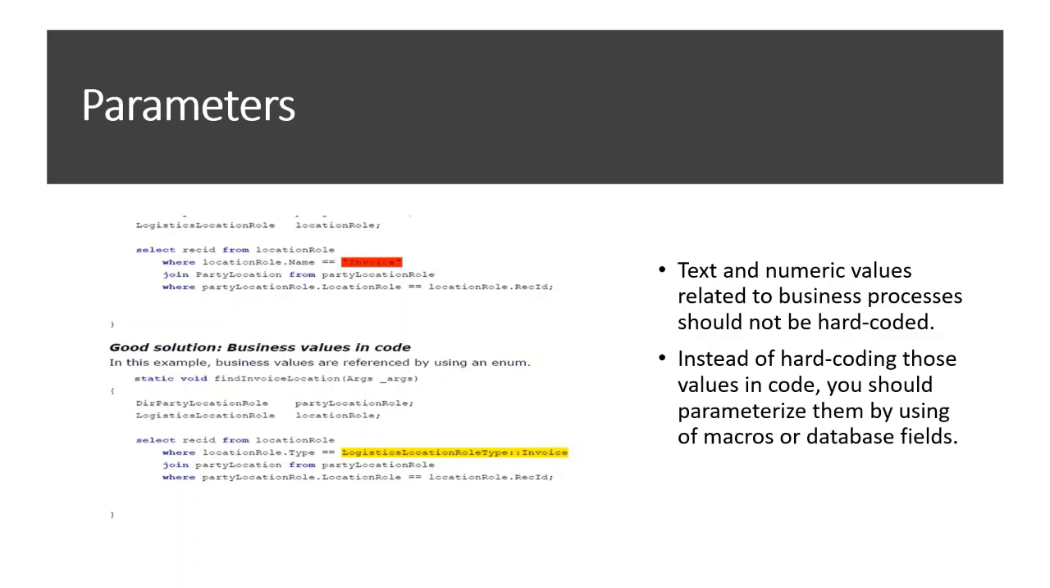Is it a good method? Is it a good way to write? No. Always call the base enum. So if you see the good solution, here the business values are referenced by using an enum. So we are using an enum called logistics location role type, invoice. So that's how for parameters you should never hard code values. Better to use base enums.